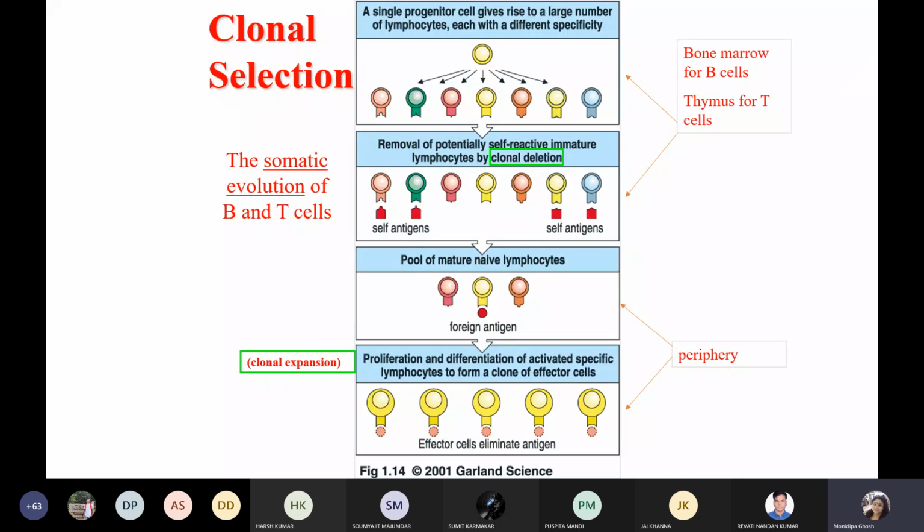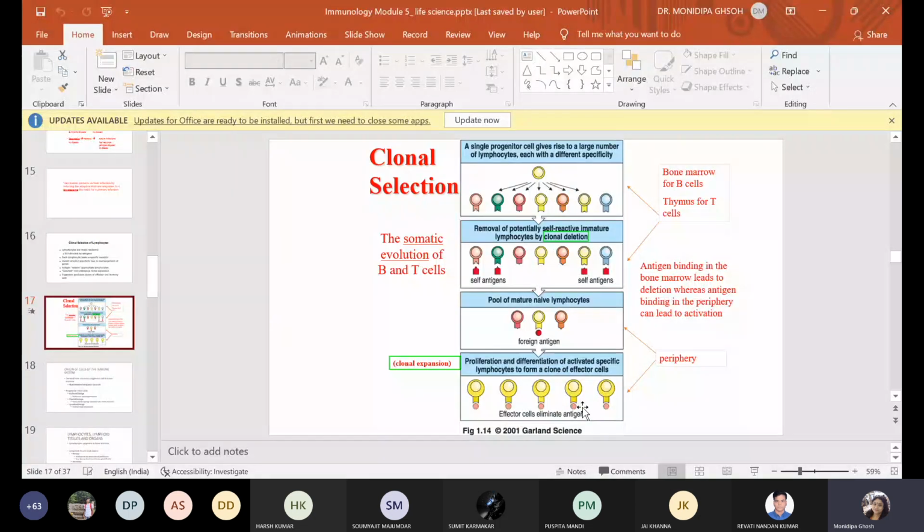So this is called clonal expansion and clonal selection. At first clonal selection happens, which one is the desirable one, and then the clonal expansion.